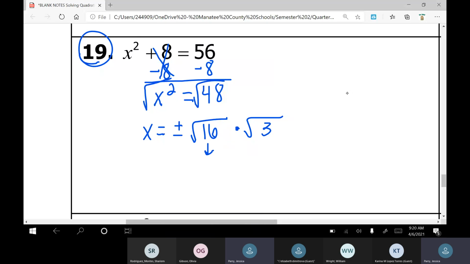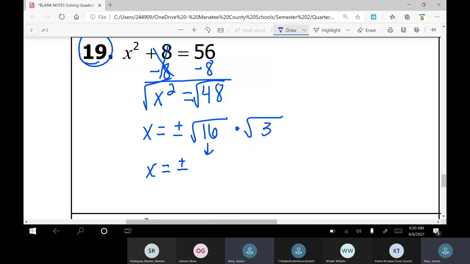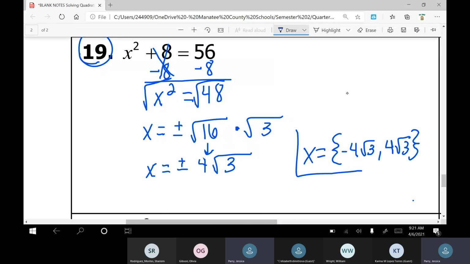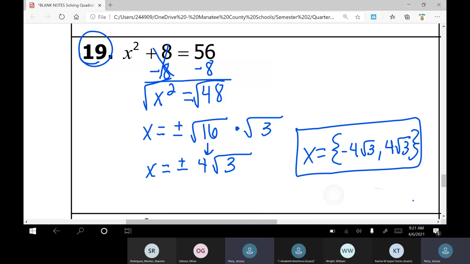Okay, so let's simplify that square root of 16. We've got the x equals positive, negative. Square root of 16 is 4. And then that square root of 3, I cannot do a square root of 3, so I just rewrite, bring it down, that square root of 3. And then that's pretty much your answer. Put it in the nice form with a squiggly. We've got -4 square root of 3 and then +4 square root of 3. That is how you write your final answer with your square roots and everything like that.